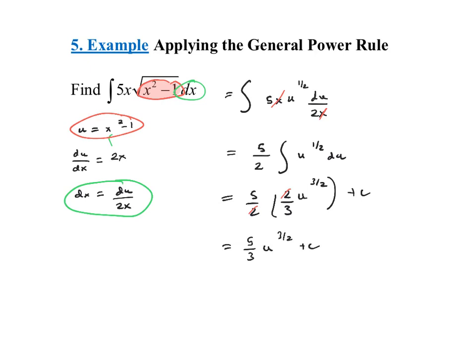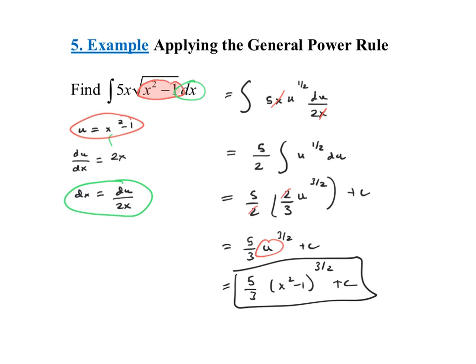We need to back substitute for u. We started with x's, we end with x's. So I have 5/3 times x squared minus 1 raised to the 3/2 plus c. Again, you could convert this back to a radical. I'm not going to. Exponential form's perfectly fine for me.